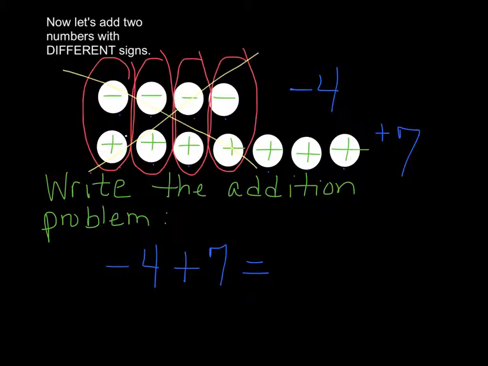So when we're adding integers with different signs, our answer is always going to be the integer chips that are left over. So we have 1, 2, 3 integer chips left over. Those integer chips are positive. So my answer is 3.